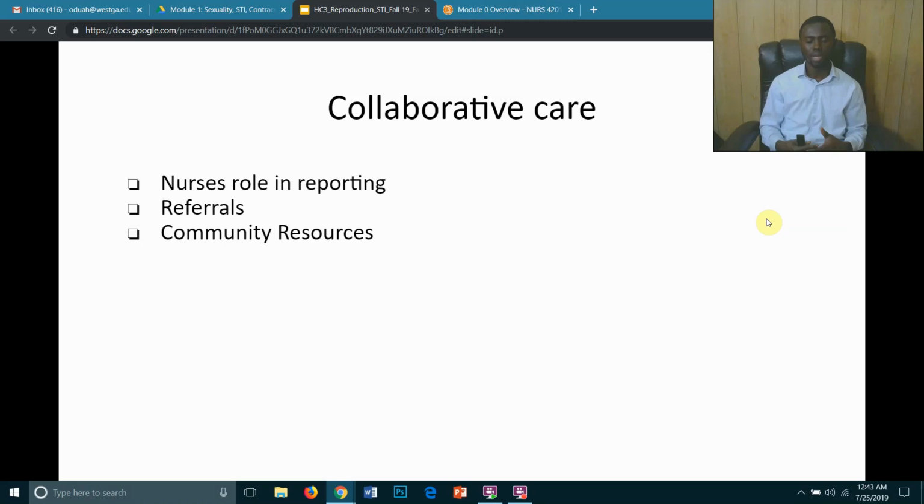Then connect your patient to community resources, such as support groups, such as safe needle exchanges for drug users to go and exchange their dirty needles for new ones. So chlamydia infection, gonorrhea, syphilis, human immune deficiency virus or HIV infection, and acquired immune deficiency syndrome are reportable to healthcare authorities in every state. And so make sure that you are reporting these when you have a patient with these conditions.